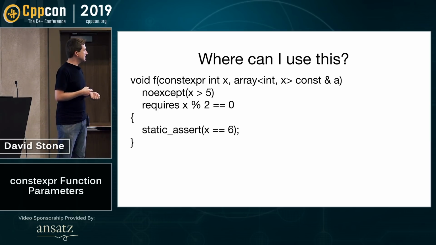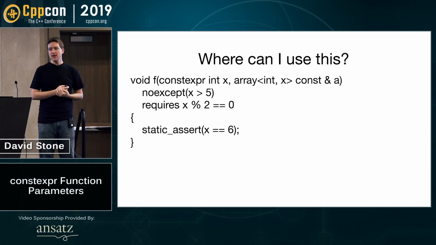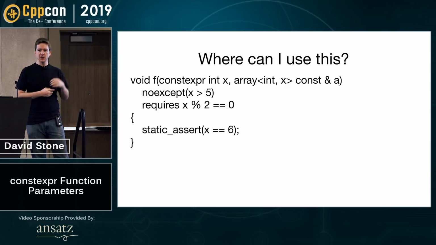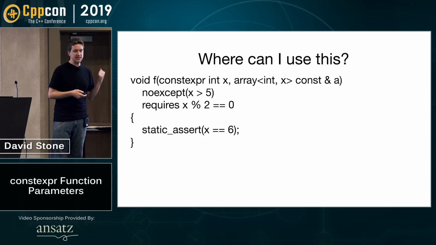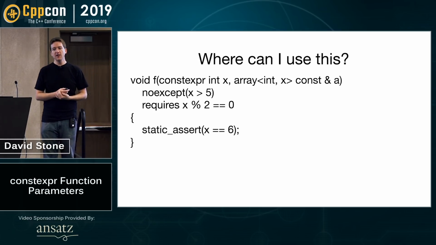Where can you use it? If you have a constexpr parameter, you can use it essentially anywhere after that. This is the same rule again that templates follow. If you have a non-type template parameter, you can use it later on in the template argument list. You can use it in the noexcept. You can use it in the requires clause. You can use it in the body and as a static assert and array bound. All of these things are allowed.